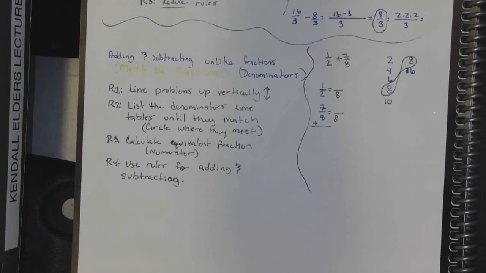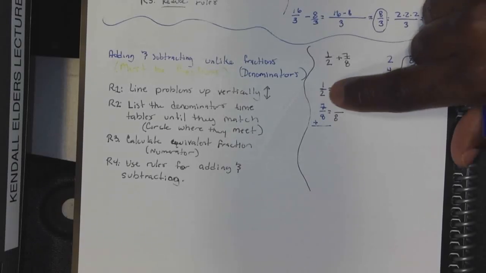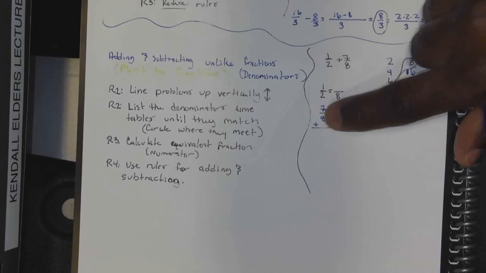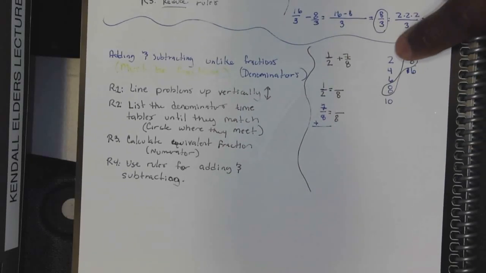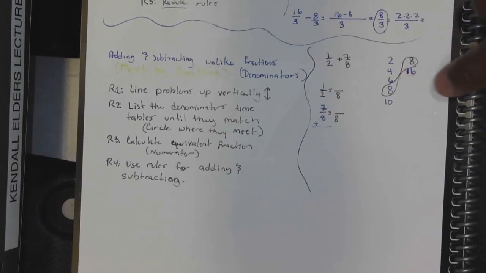How did you get 2, 4, 6, 8, 10? All right, I just wrote my timetables. See, I use my denominators. I got a denominator of 2 and a denominator of 8. See it over here? And I just wrote my timetables out. All right, and wherever they match is what I circle. That's your common denominator.